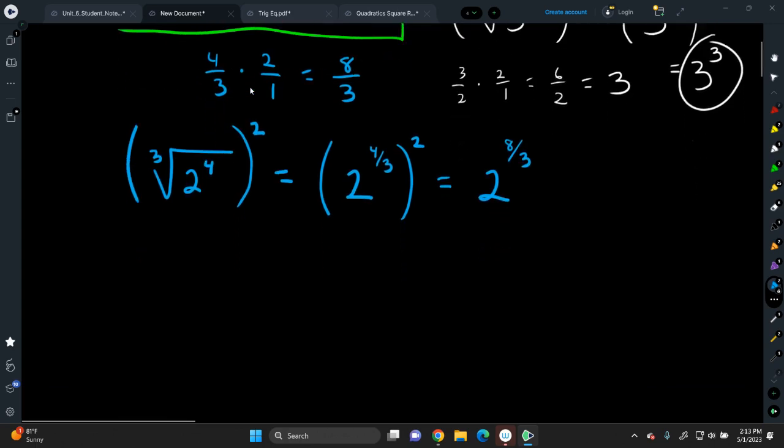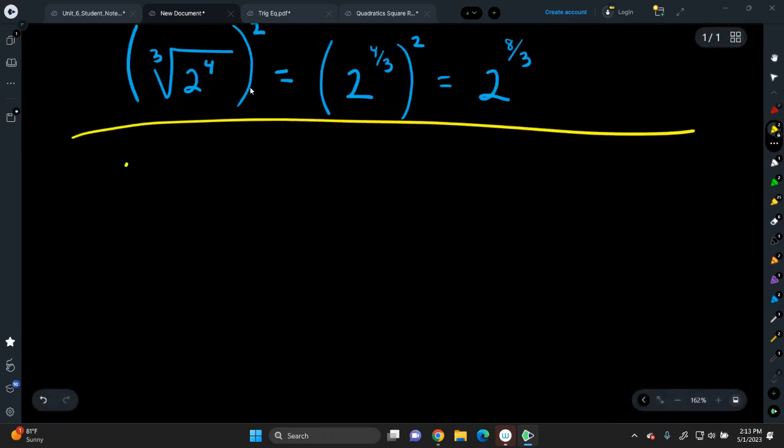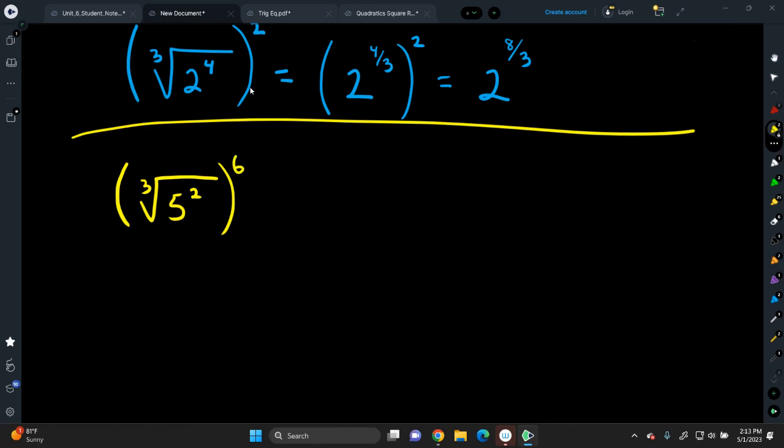Okay, we'll have you do one yourself. We're going to do the cube root of 5 squared, to the power of 6. See if you can do that one yourself.